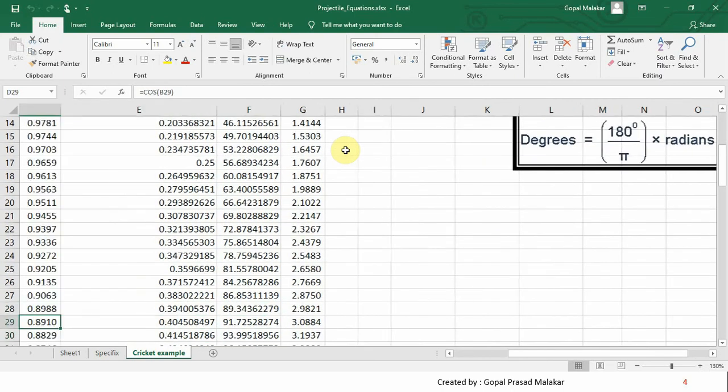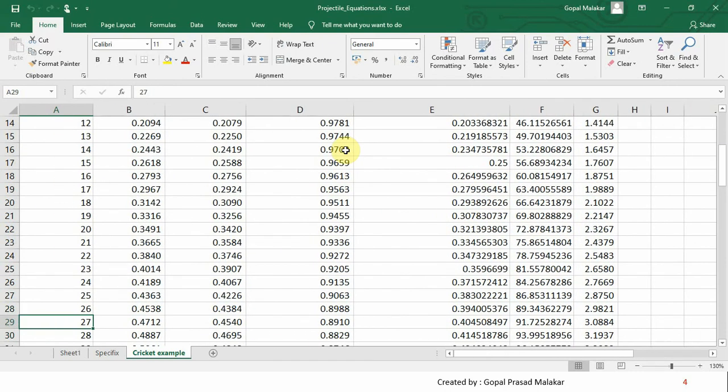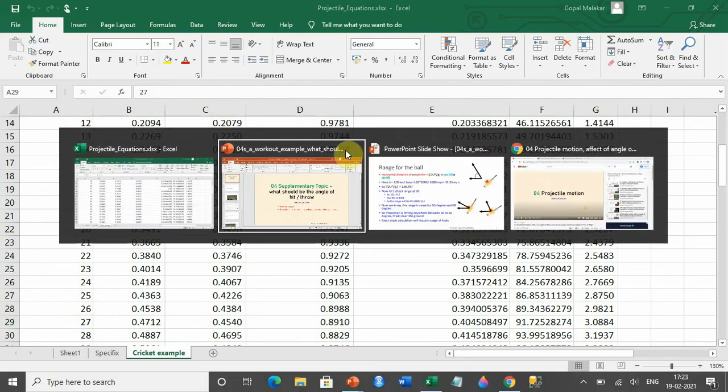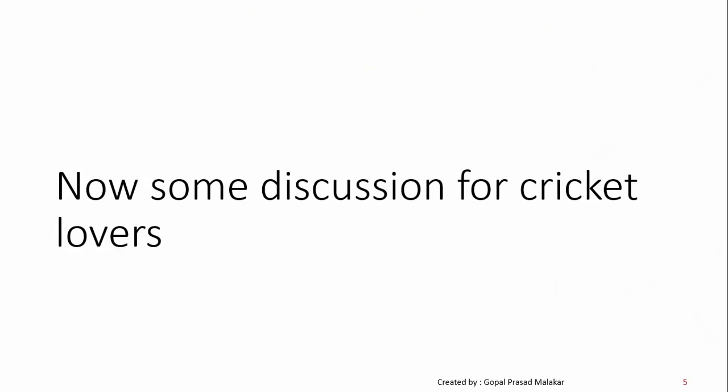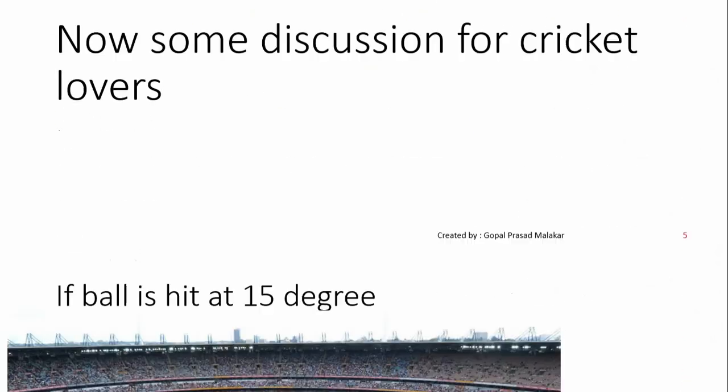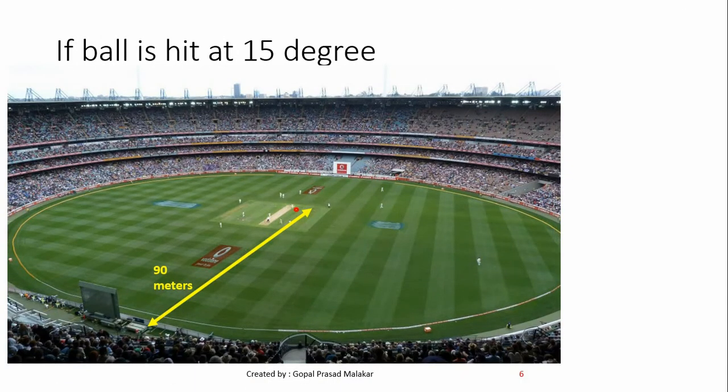So if you look at it, clearing the ground when it is 27 degree. So obviously 27 to 63 is the safe angle at which it will clear the roof. Now coming back to some more discussion around the fact. So let's discuss something for cricket lovers. So if the ball is hit at 15 degree, what will happen?